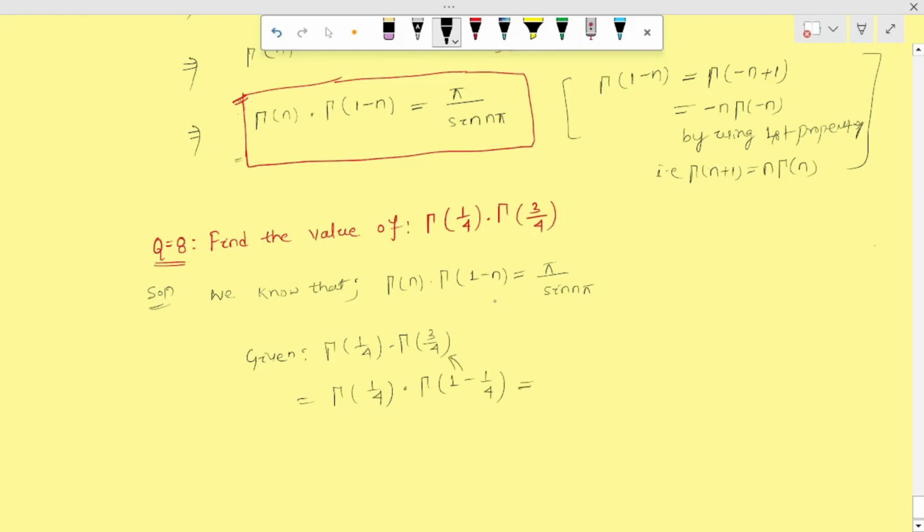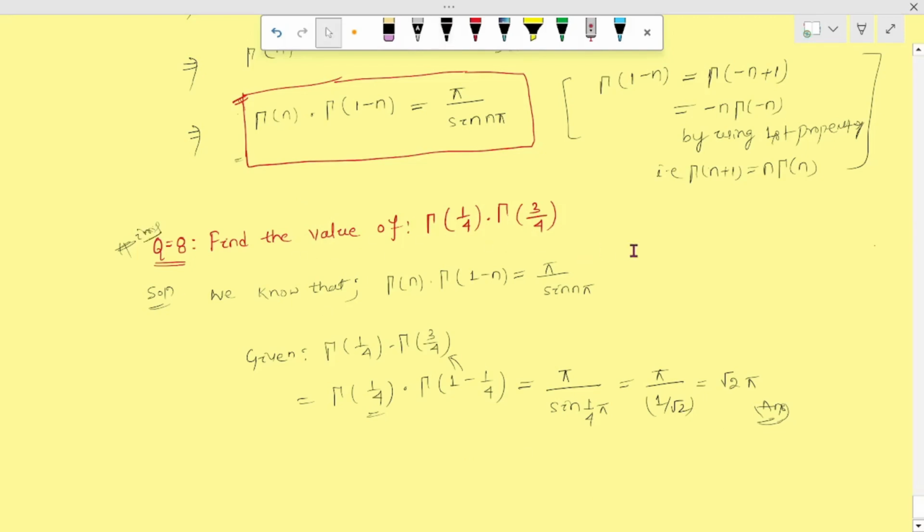So this will be directly written as pi by sine. Here n is nothing but 1 by 4, so it will be 1 by 4 into pi, which will be equal to pi by sine pi by 4. Directly you have to write sine pi by 4 is nothing but 1 by root 2, and the answer finally we can get is root 2 pi. This is your answer simply. This is also a very important question. 2 marks you can find in your exam always. Find the value of this one.